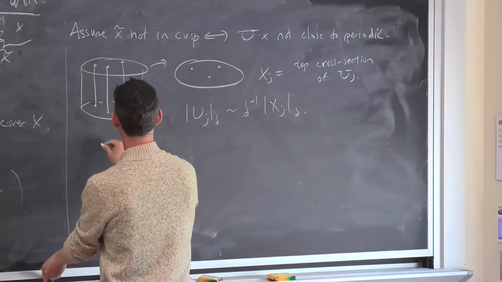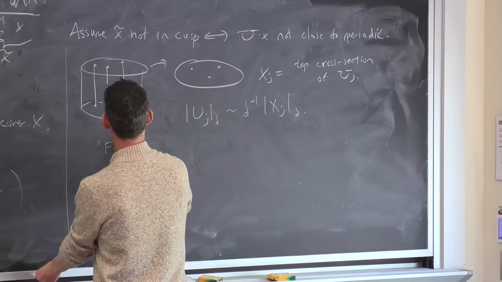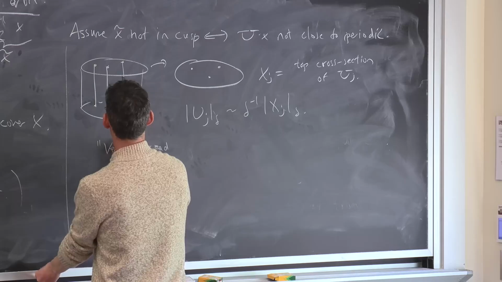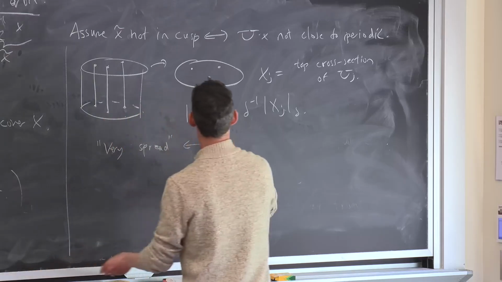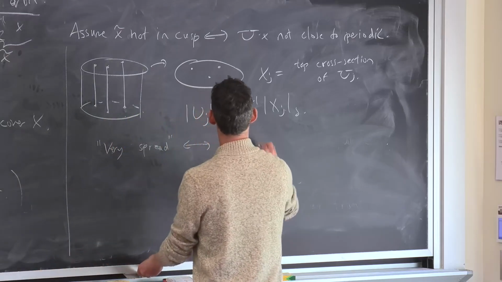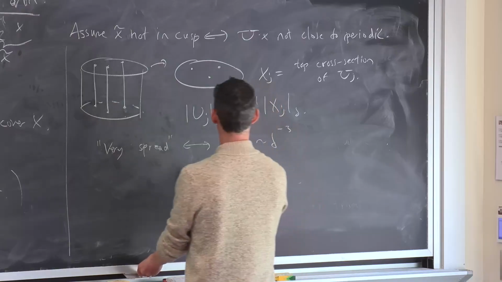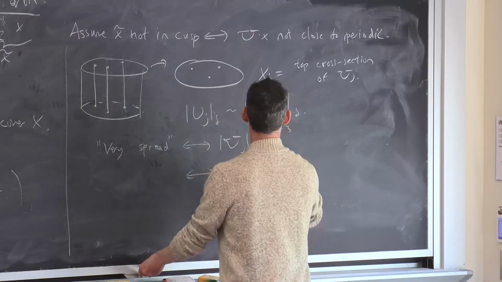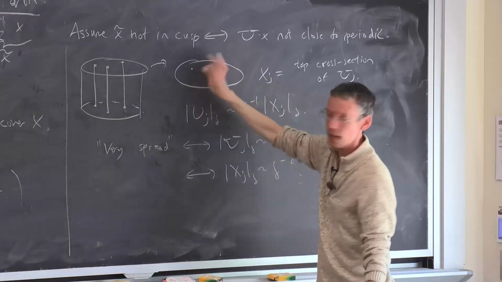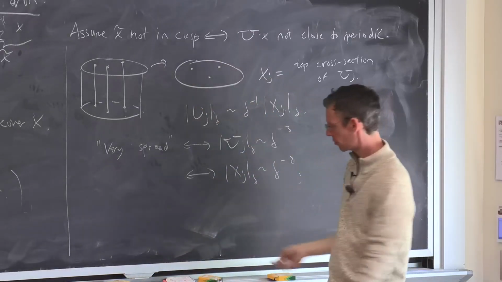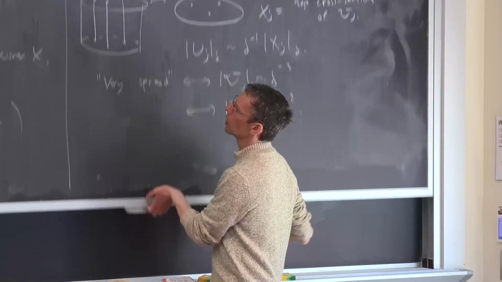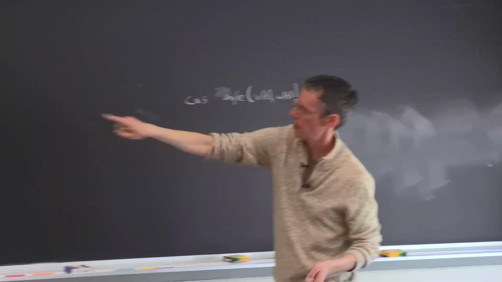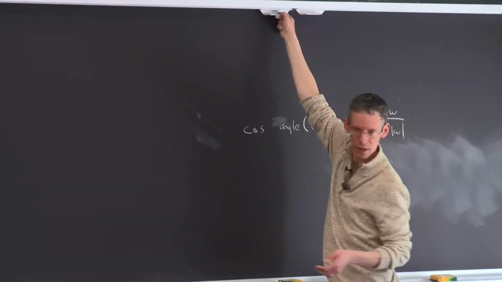So fully spread, or maybe I'll say very spread. That means that uj delta is like delta to the minus 3. And that would be like saying xj delta is like delta to the minus 2. That xj really fills a lot of the disk. OK. So now, how does this picture help us to study xj delta?